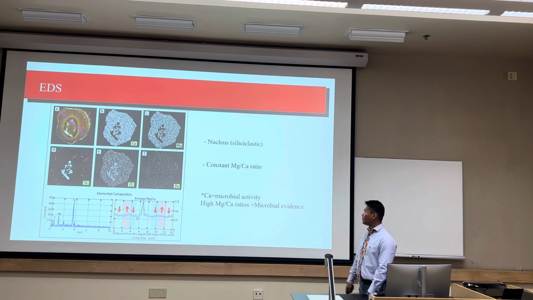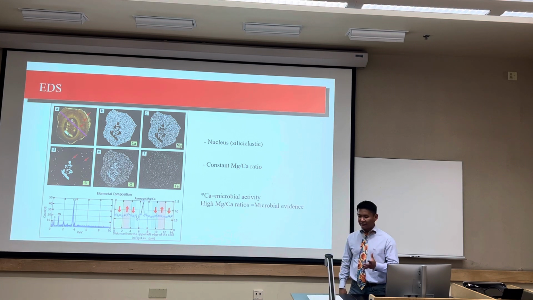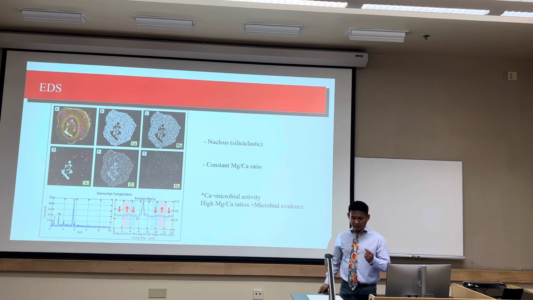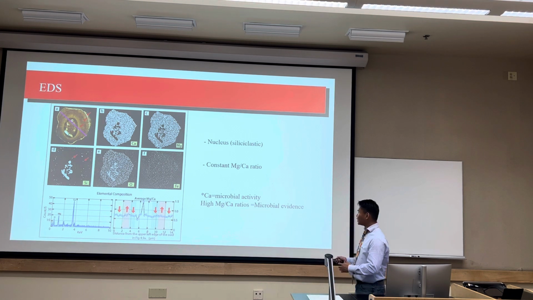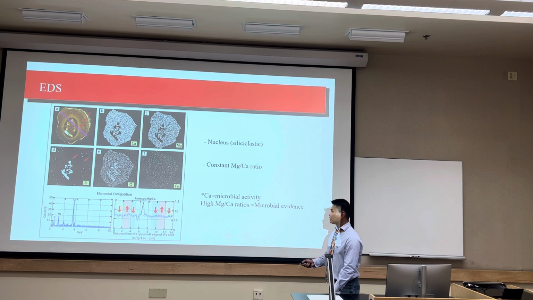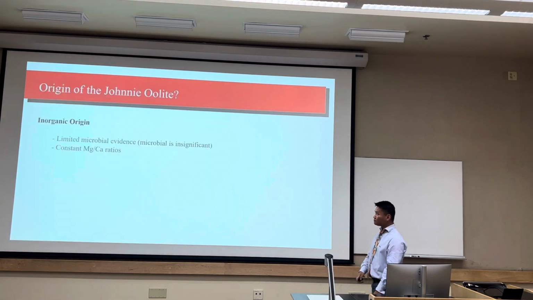Before we talk about the Mg/Ca ratio, this is the background. Microbial activity will preferentially use calcium. That's why if microbial activity is present, a lot of calcium will be used, so you will have a high magnesium to calcium ratio. You can see here the Mg/Ca ratio is consistent throughout the whole ooid grain, with no change, pretty consistent and pretty low.